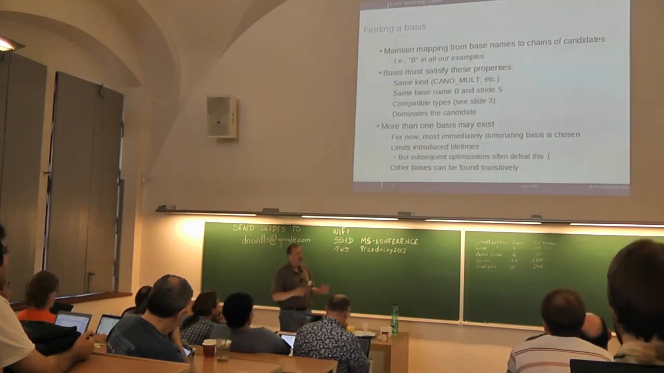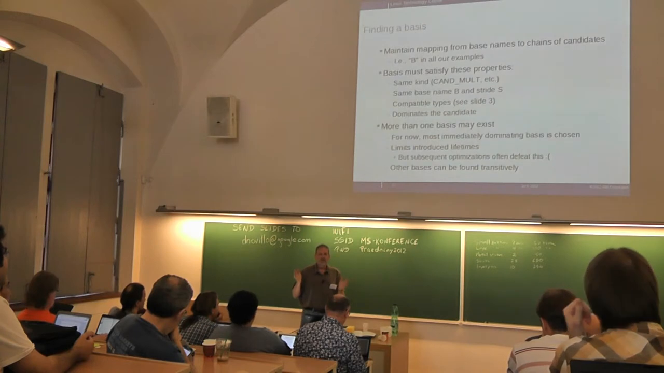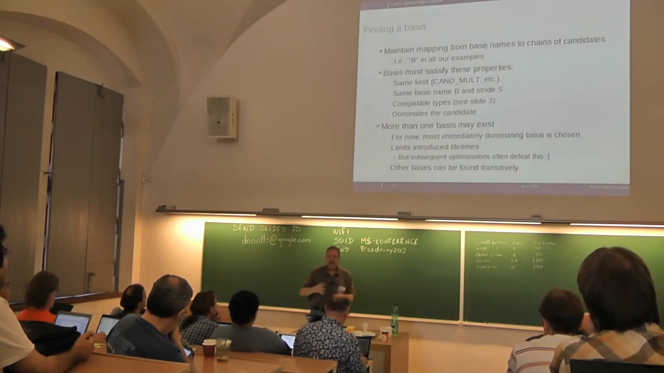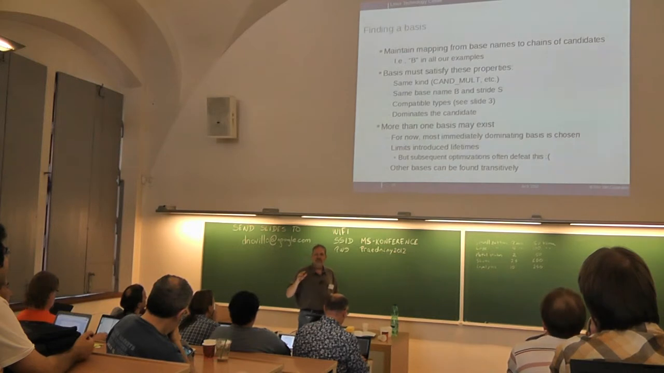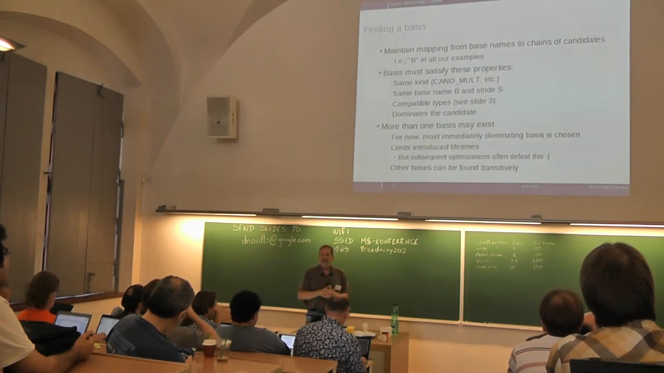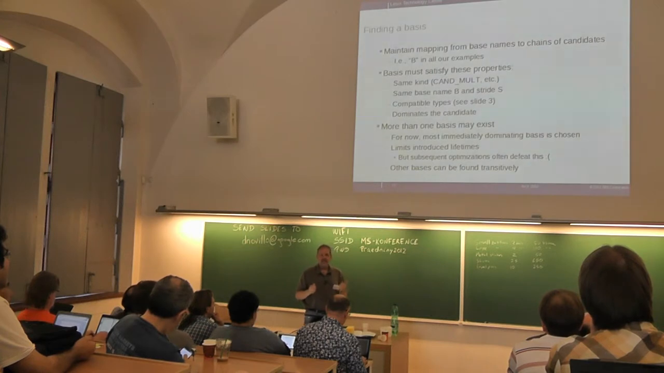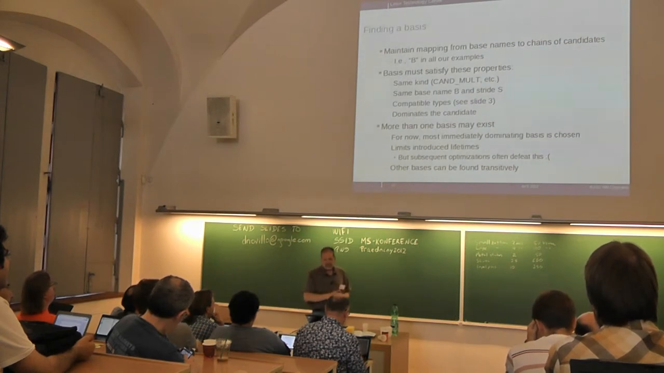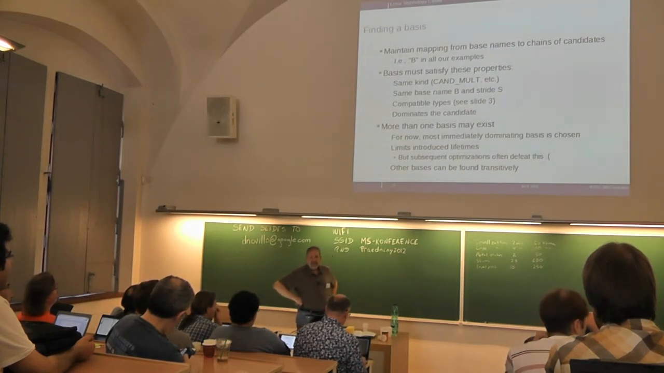So once we've discovered that we've got something of the right form, we want to know, well, does it have a basis that we've already seen before? In order to find them, we have to be able to maintain a mapping to everything that's about the same base. And so if we do that, then we can find everything that's also about the same stride. So a basis has to satisfy these properties that we've been talking about. It has to have the exact same base, it has to have the exact same stride. It can have a different index, and usually will. And they have to be of the same kind, they have to be can-holds or can-adds, you can't mix the two. And the types have to be compatible.